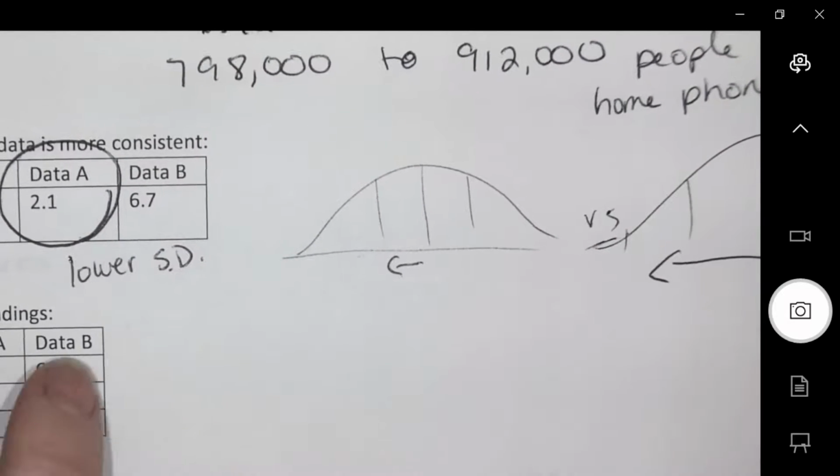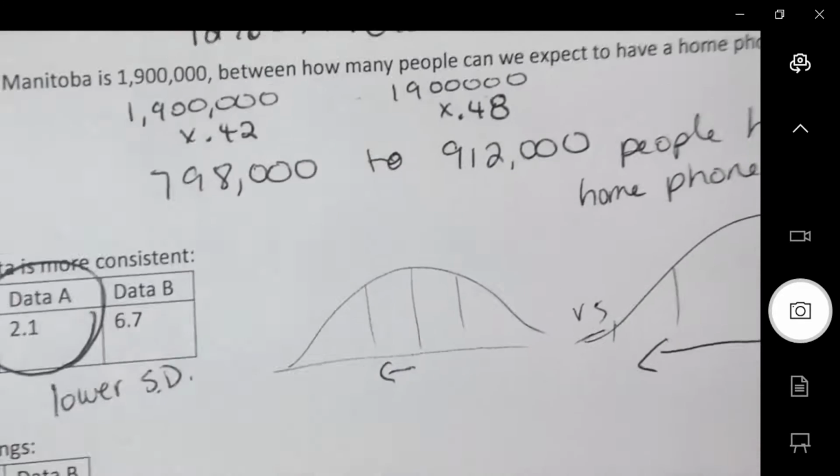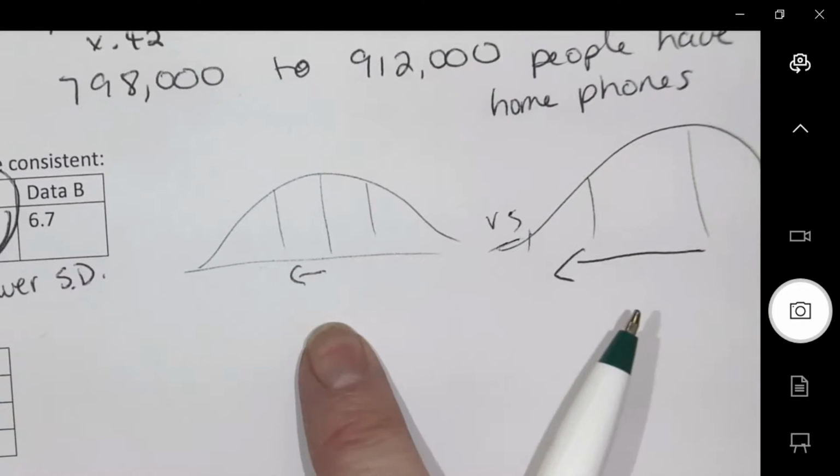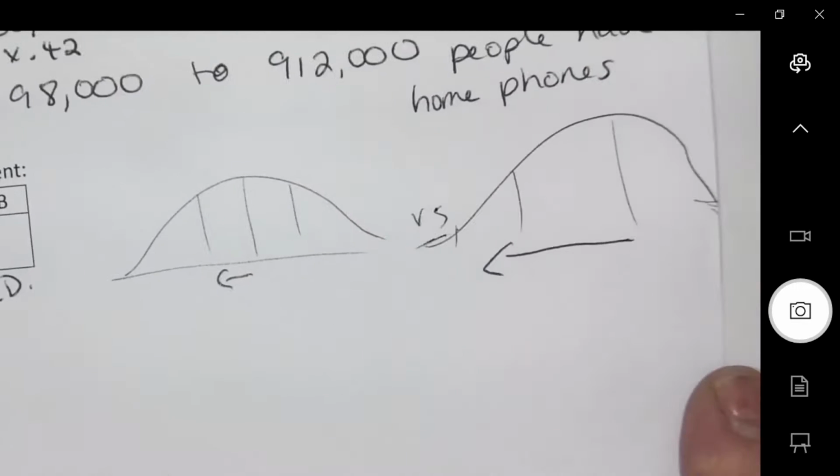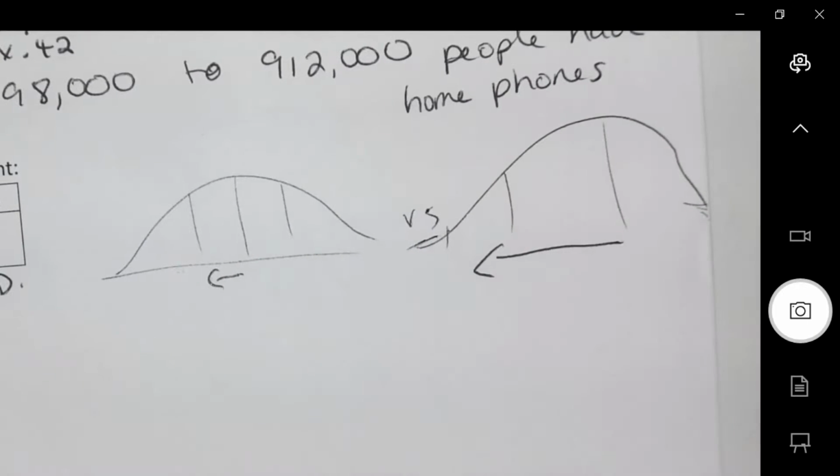Okay, the idea here is that more scores would be closer to the center. Here the scores are farther from the center. So if you're farther from the average, that means you're spread out.